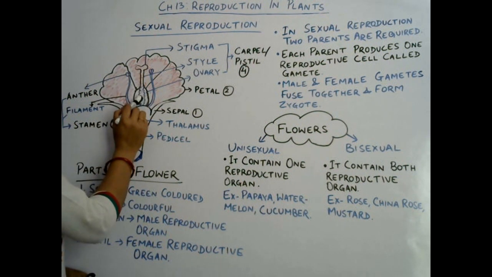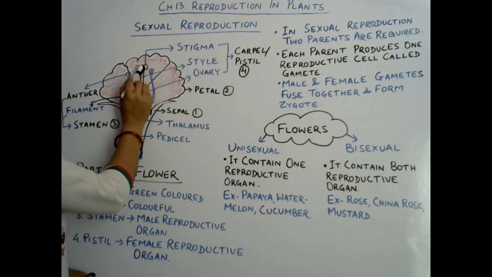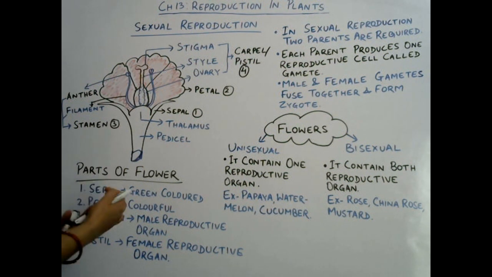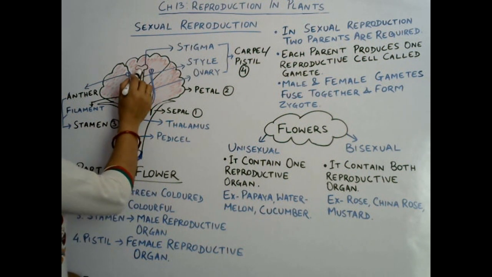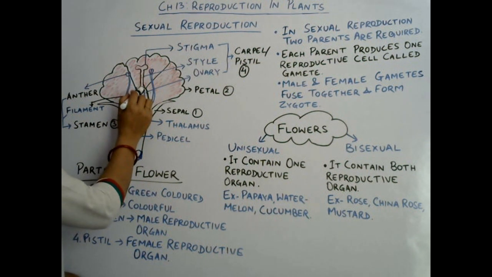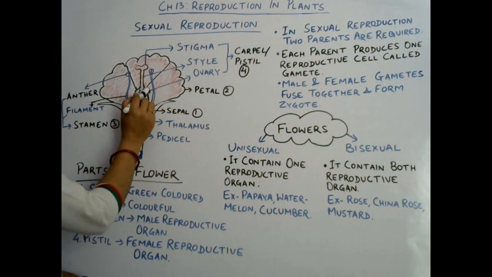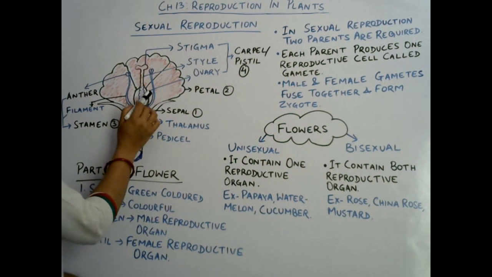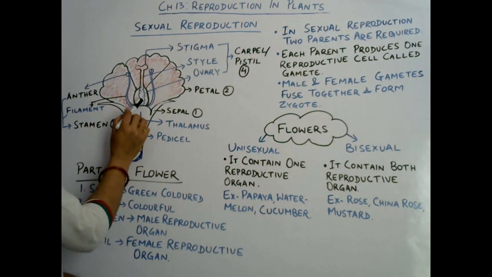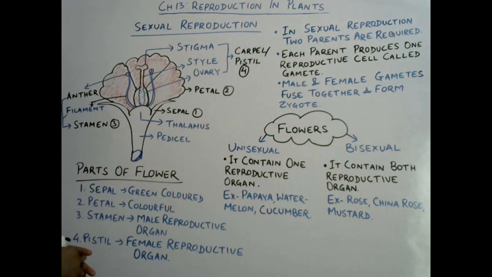There are three parts of a pistil. The uppermost part is called the stigma, which receives pollen grain. Then the stigma joins to a tube-like structure called the style, and the style ends in a thick, swollen structure called the ovary. The ovary has ovules, and inside the ovule the female gamete, called the egg, is found.